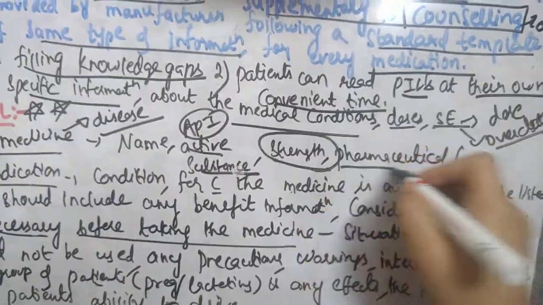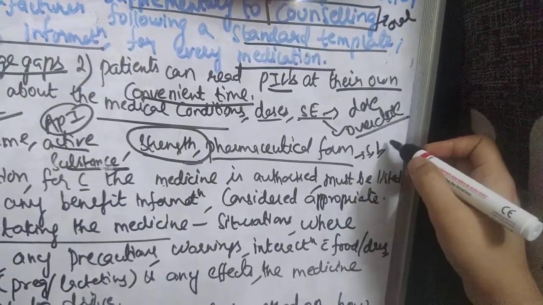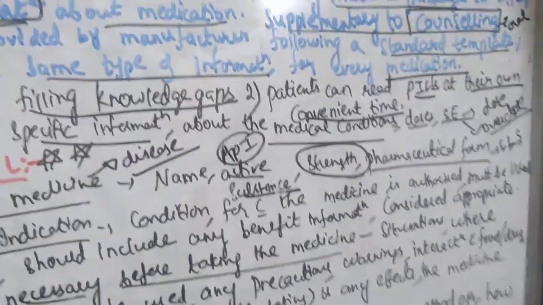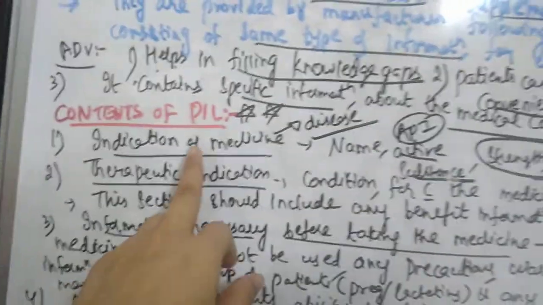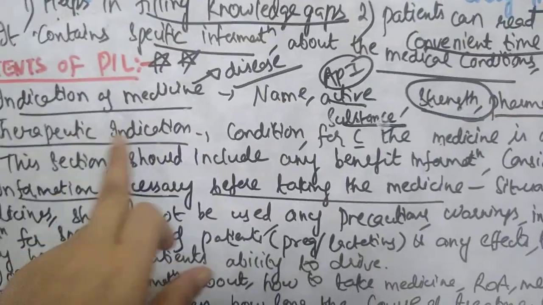Then pharmaceutical form. Pharmaceutical form means whether it is a solid dosage form, liquid dosage form, or a suspension or a solution. So what kind of dosage form it is formulated in, all that will be indicated in your patient information leaflet.